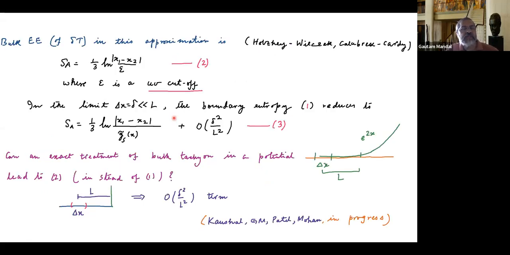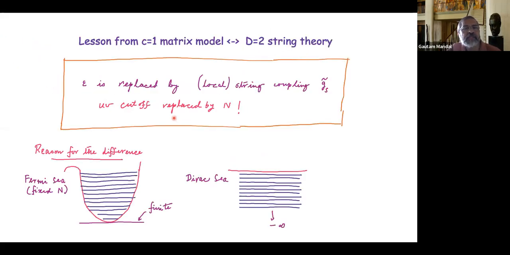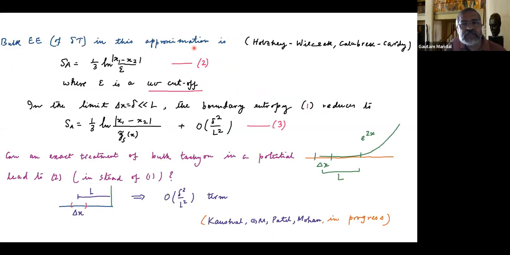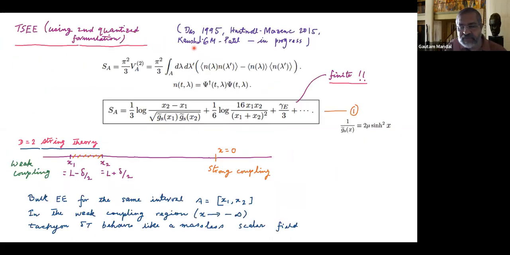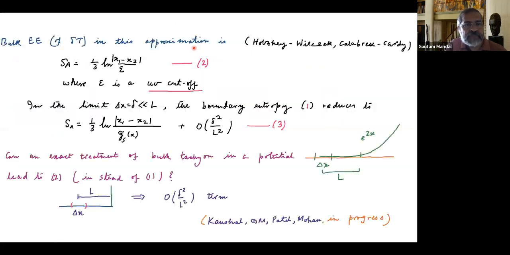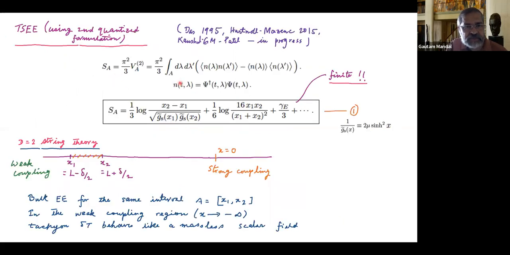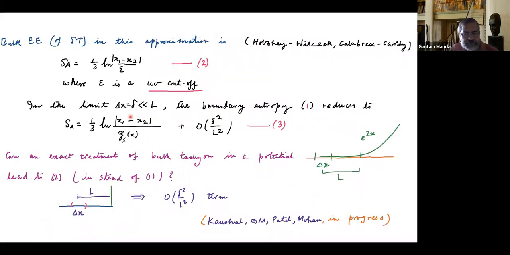Okay, so let me cut out the whole story. Here it is. The lesson from the c equal to 1 case. So what this equivalence does is the following. It tells you that D equal to 2 string theory, when you think of this as the low energy field theory, has a Cardy-Calabrese formula for the entanglement entropy of an interval, which is this, where epsilon is an ultraviolet cutoff. On the other hand, what you get from the target space entanglement entropy point of view is a coupling constant here, not a UV cutoff.